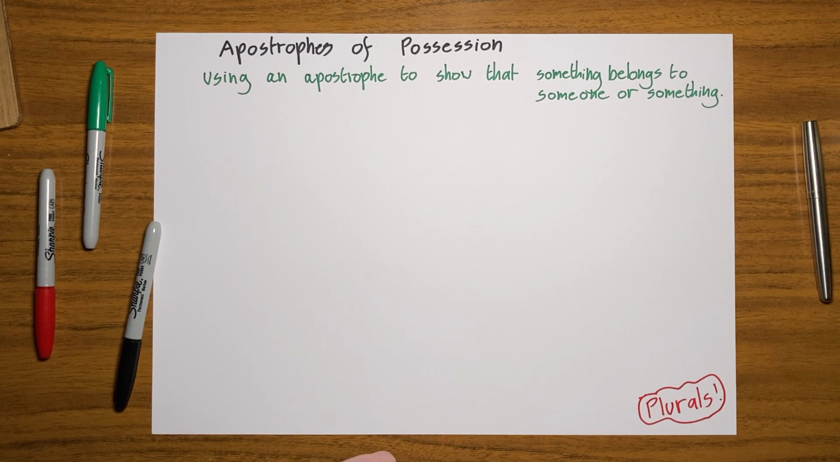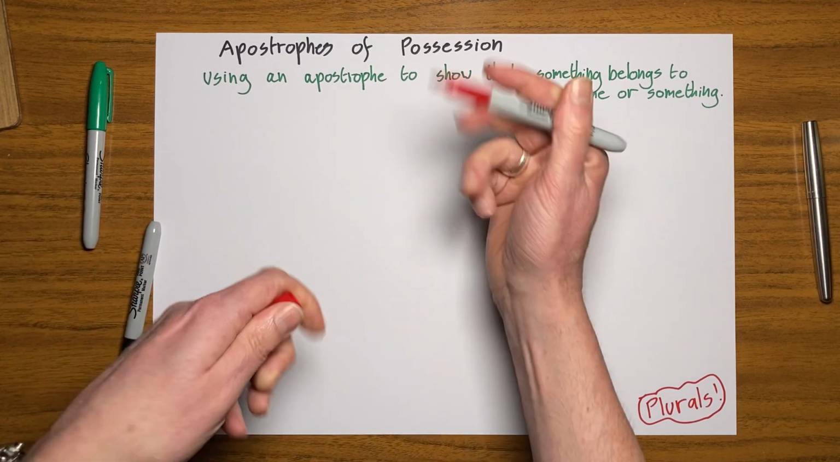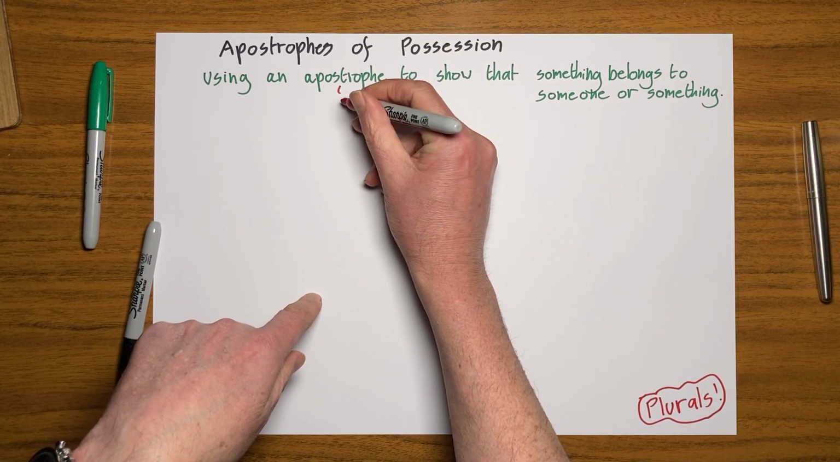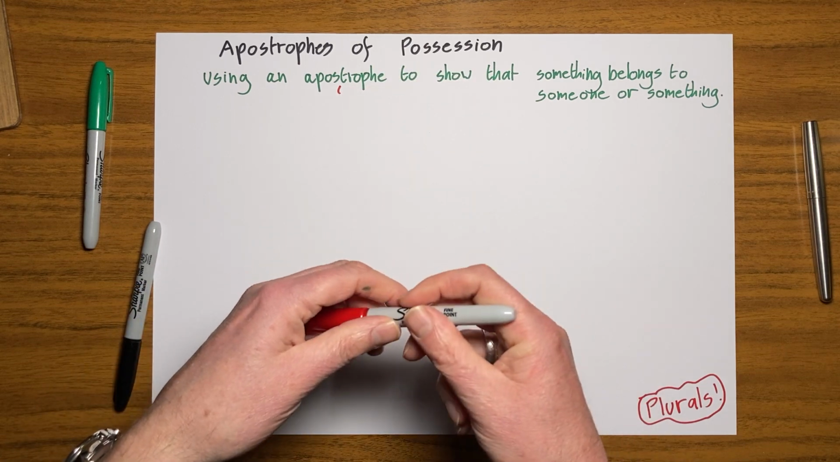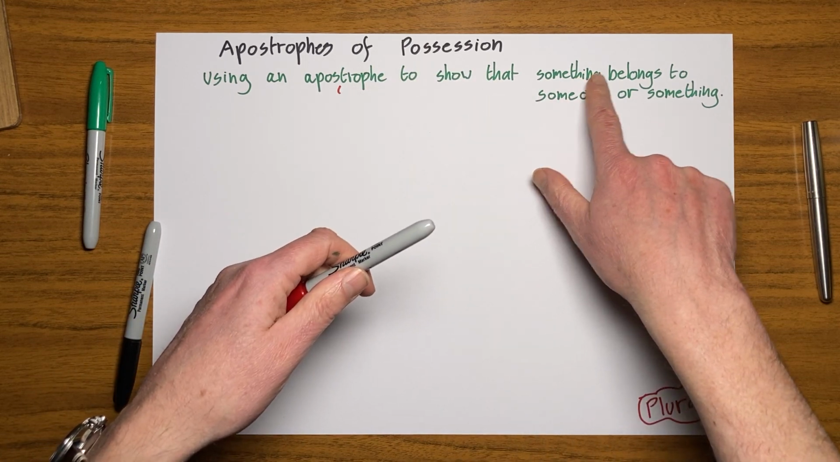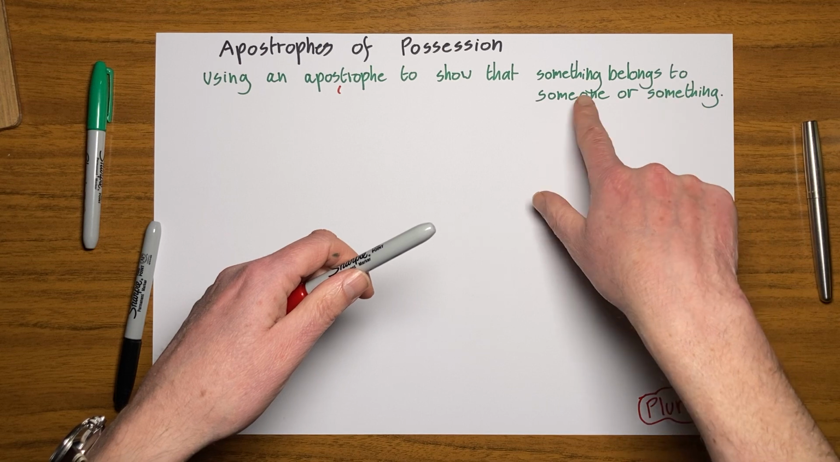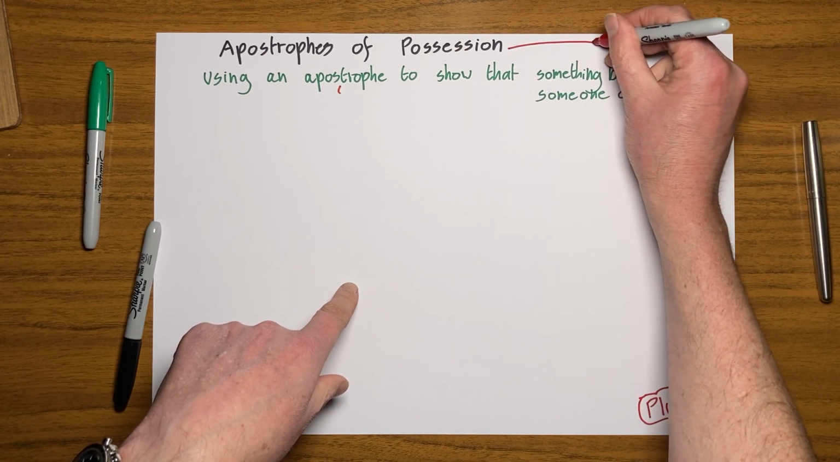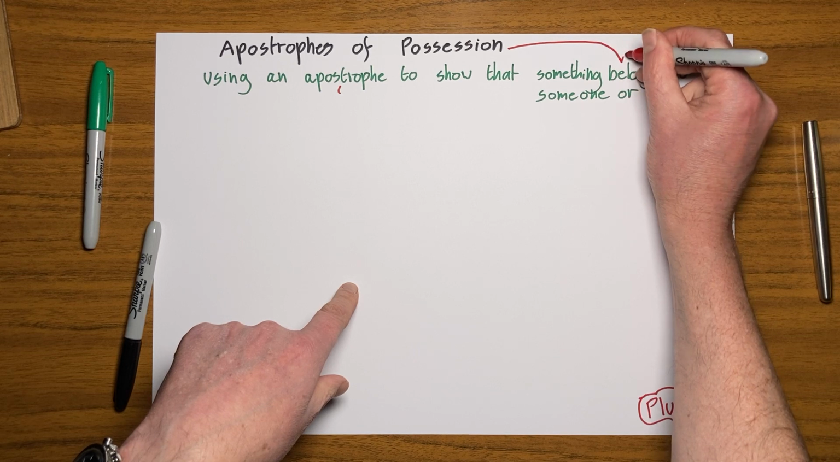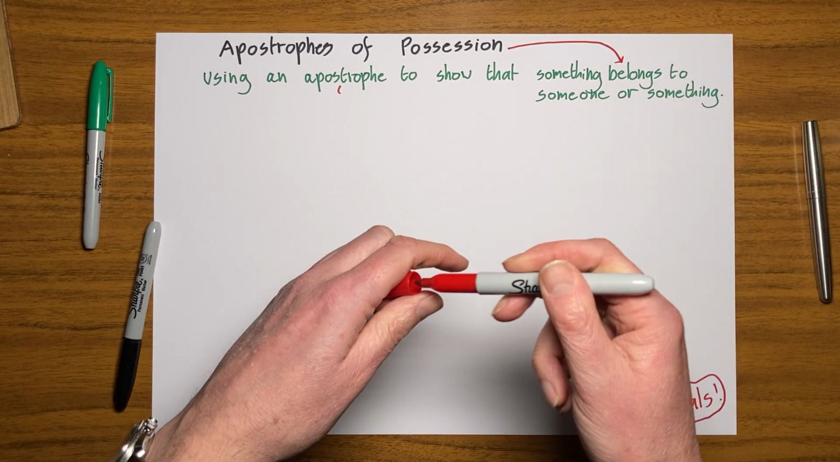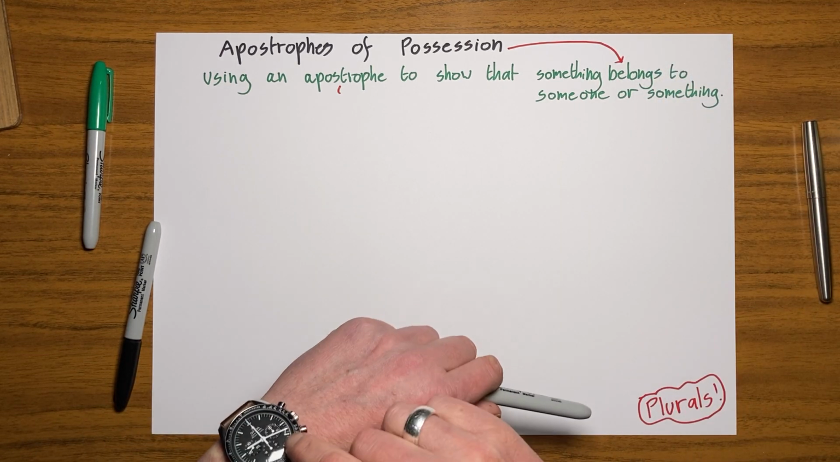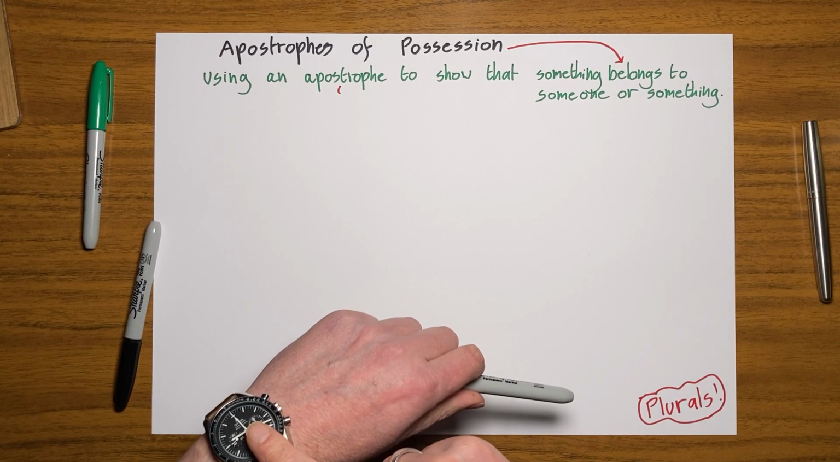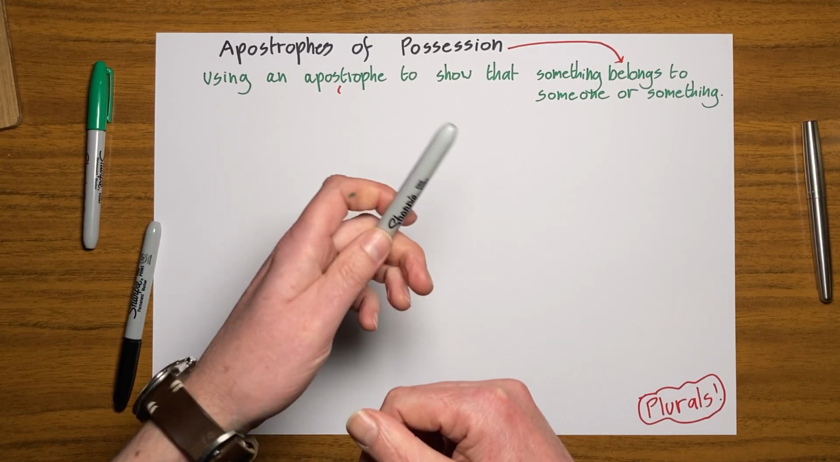Apostrophes of possession means using an apostrophe, which we know looks like this, an upside down or inverted comma, to show that something belongs to someone or something. And that's what the possession means, to possess something. Belongs. I don't tend to say something like, oh, I possess this watch. I say this watch belongs to me.